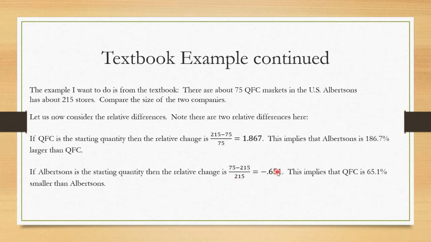For QFC, if I switch the roles of the numbers, so we had this, then we would get this number. So in this case, QFC would have 65.1% fewer stores than Albertsons. Basically what I'm trying to show you here is you have to be careful with the numbers. You have to know what they're telling you. I know it's a little annoying with percent change, but that's just how it is. So you have to be a little bit careful here.